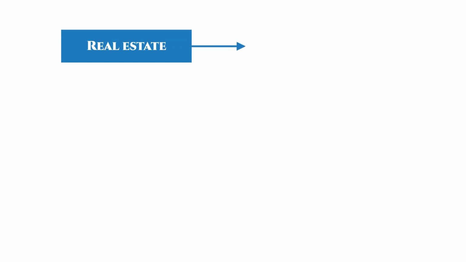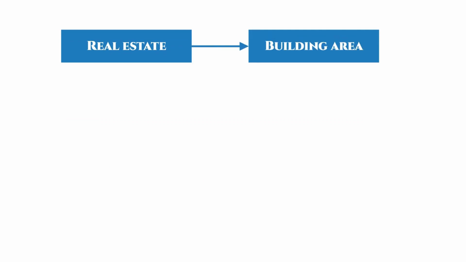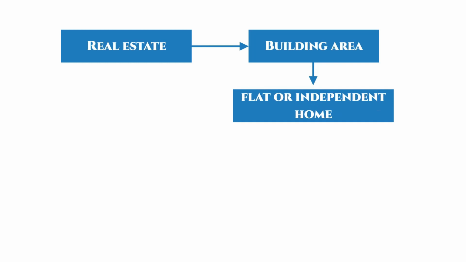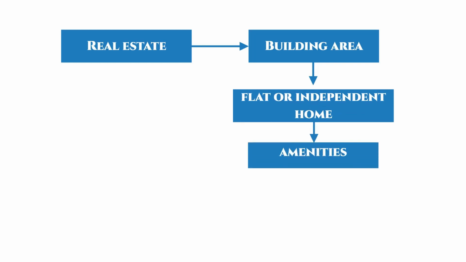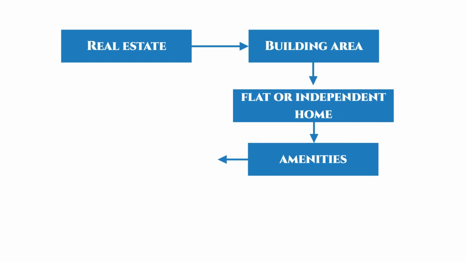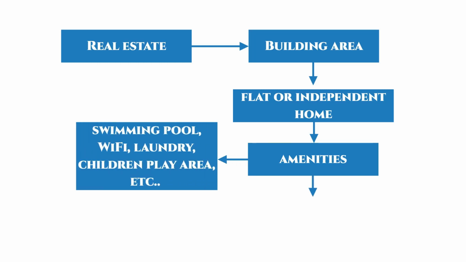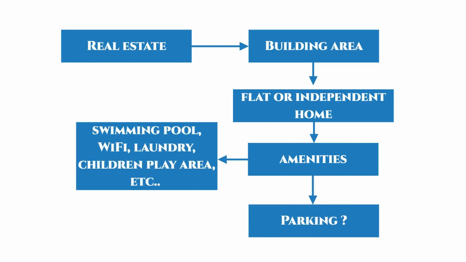If you go to a real estate website, you'll have to have building area, and you have to choose whether it's a flat or an independent home, and what the amenities are, like park, swimming pool, Wi-Fi, laundry, children's play area, etc., and whether parking is available or not.